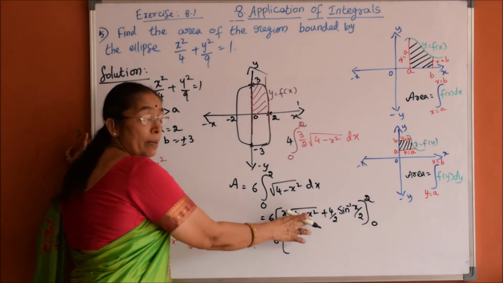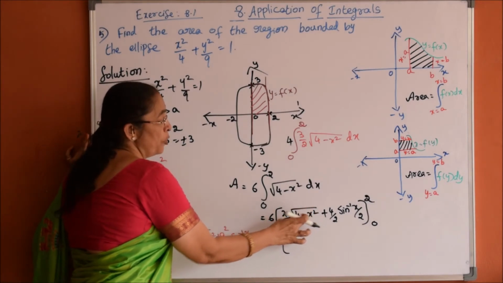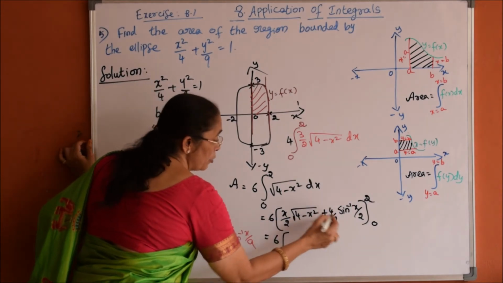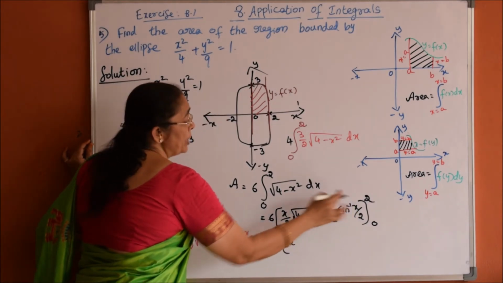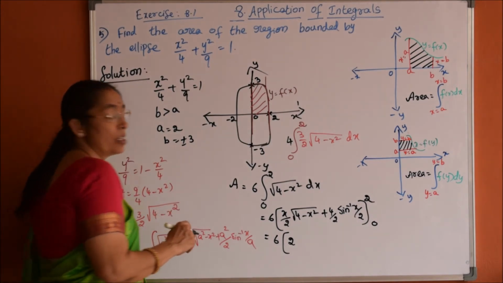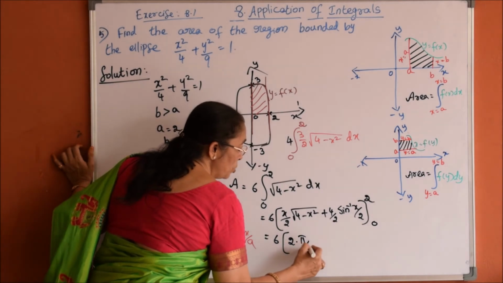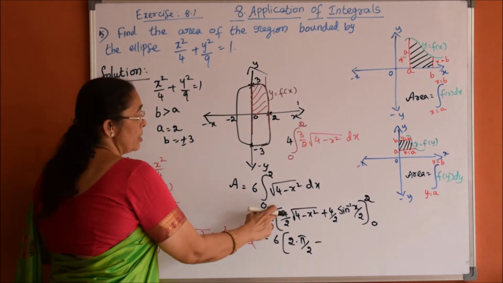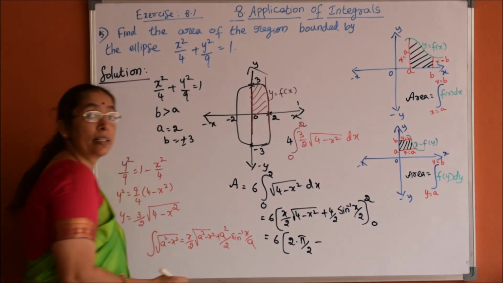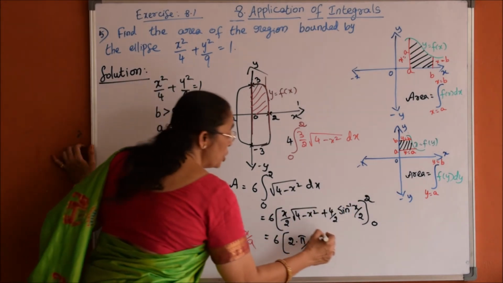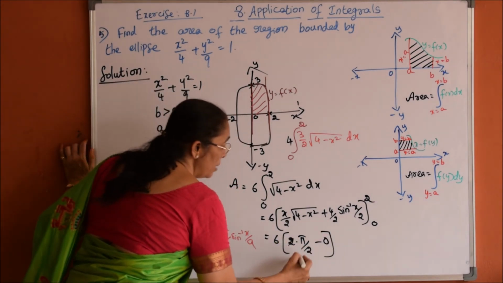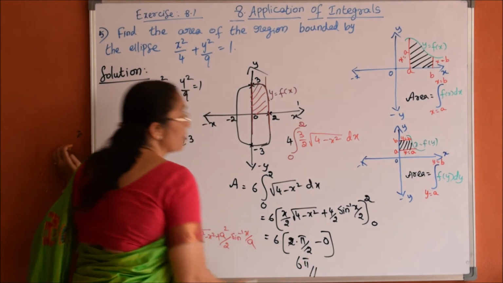When we apply the upper limit, x square is 2 square, which is 4, so this term becomes 0, since 4 minus 4 is 0. The second term is 4 by 2, which is 2, into sin inverse of 2 by 2, sin inverse of 1, which is pi by 2. Minus, for the lower limit, this term becomes 0, substituting x as 0, and sin inverse of 0 is 0. So the lower limit is 0. This 2 is cancelled, and the required area is 6 pi.